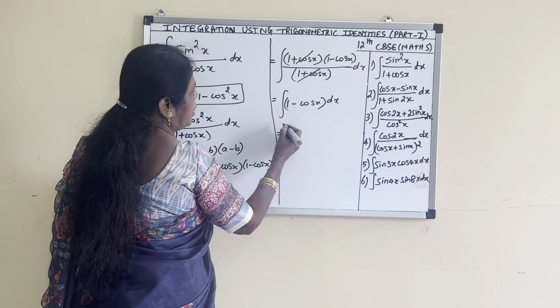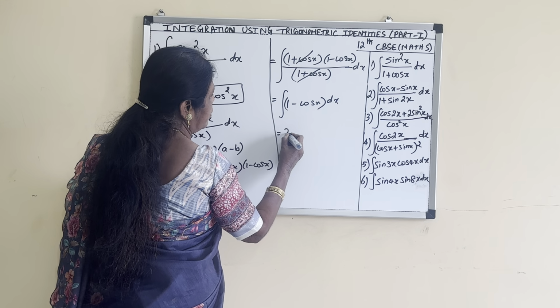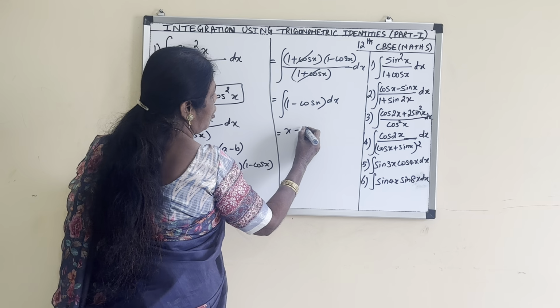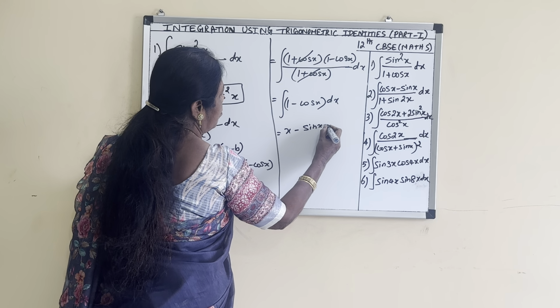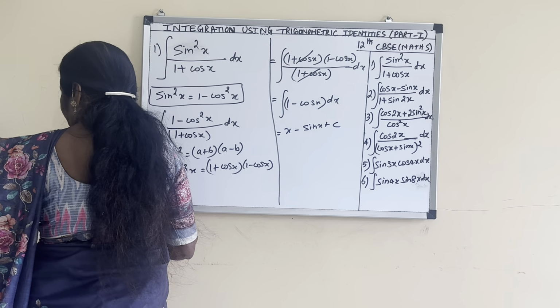Now I am going to integrate. Integration of 1 into dx, integration of dx is x, minus integration of cos x is sin x, plus c. This is the answer for the first question.